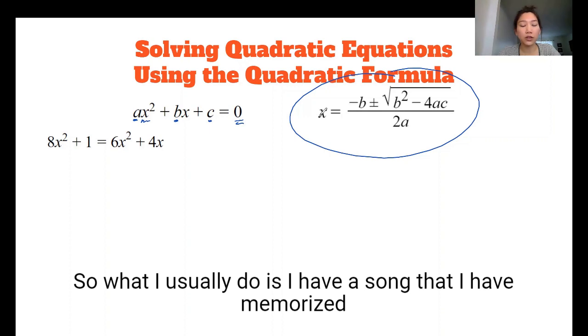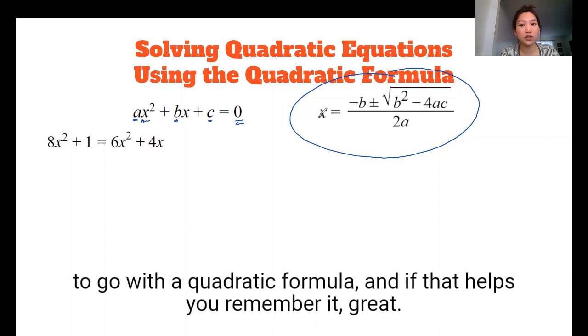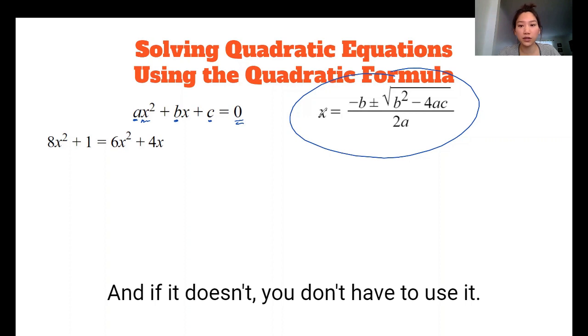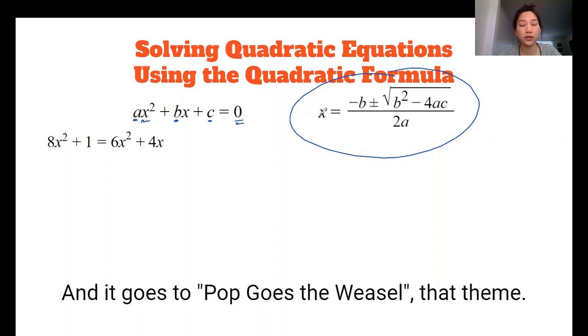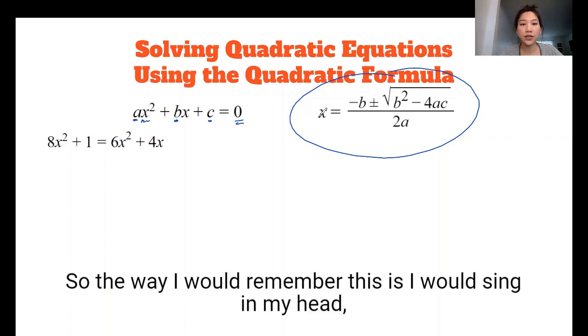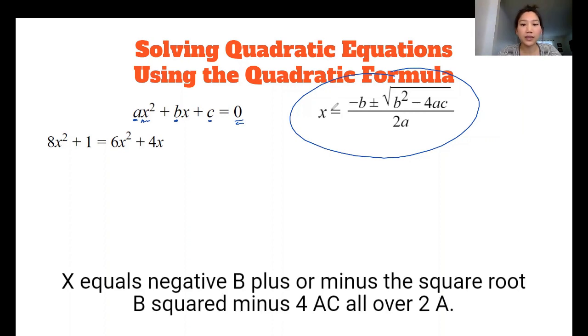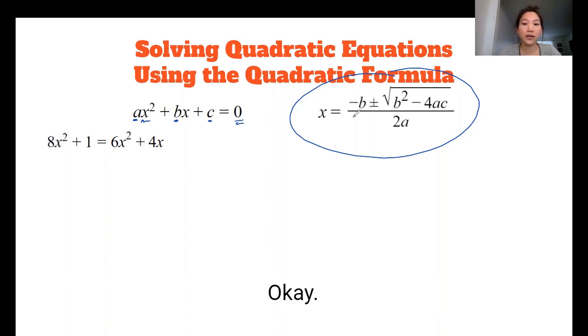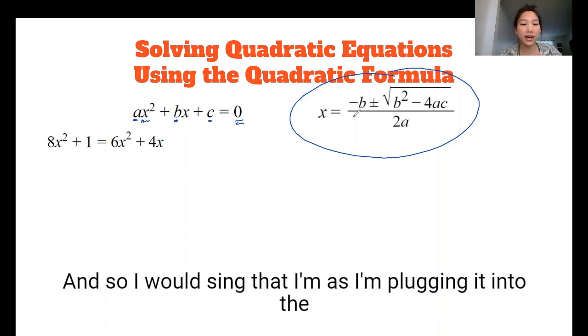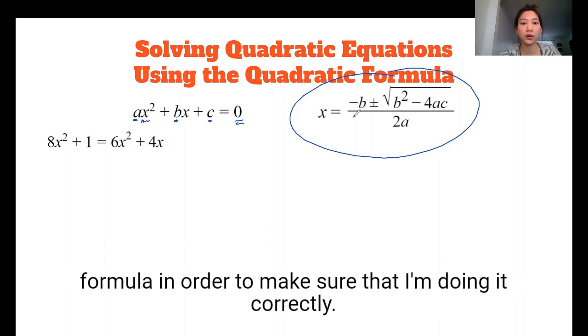So what I usually do is I have a song that I have memorized to go with the quadratic formula. And if that helps you remember it, great. And if it doesn't, you don't have to use it. It goes to Pop Goes the Weasel, that theme. So the way I would remember this is I would sing in my head, x equals negative b plus or minus the square root b squared minus 4ac all over 2a. And I would sing that as I'm plugging it into the formula in order to make sure that I'm doing it correctly.